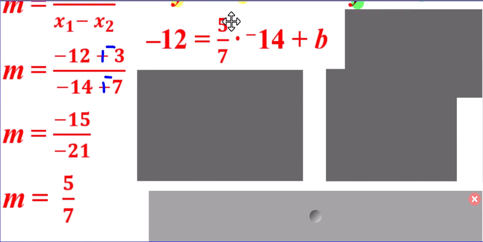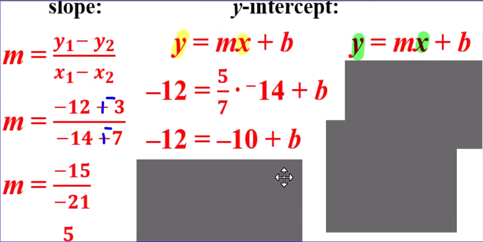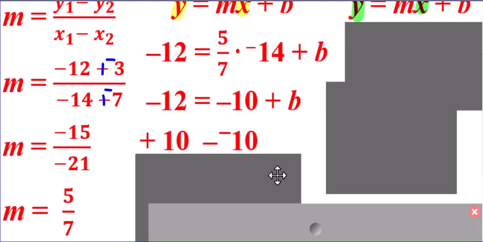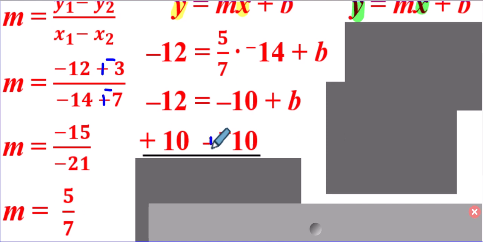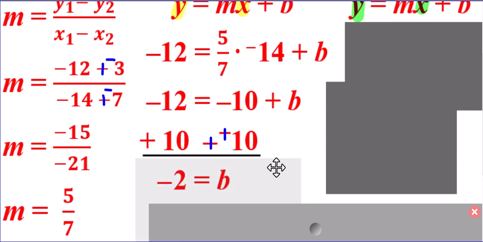Remember, the slope was 5/7. 5/7 times negative 14 is negative 10, because 14 divided by 7 is 2, times 5 is 10, and you put the negative there. The inverse of adding by negative 10 is subtracting by negative 10, but since we're subtracting by a negative, that really is just adding a positive. So negative 12 plus 10 will give you negative 2 for b.